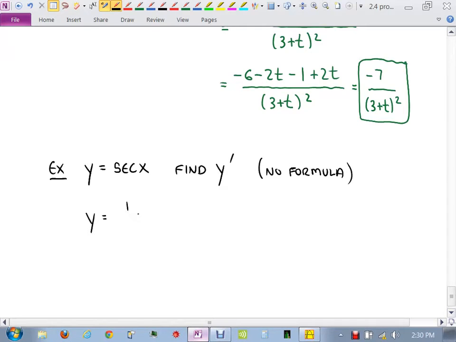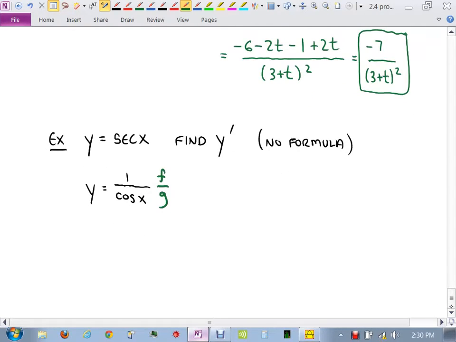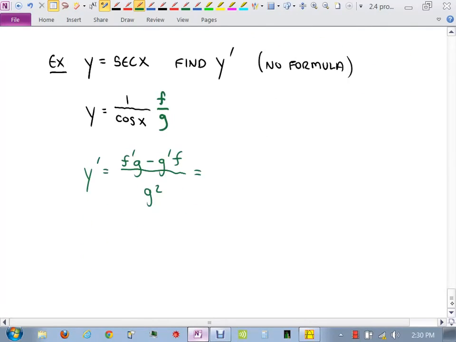By definition, it's 1 over cosine x, right? And isn't that a quotient? F over g. So the derivative here should be f prime g minus g prime f all over g squared. Now, you're allowed to use a formula for cosine, only because it was a bonus question. I showed you the derivative of sine using the limit, so let's act like we're okay to take the derivative of cosine.